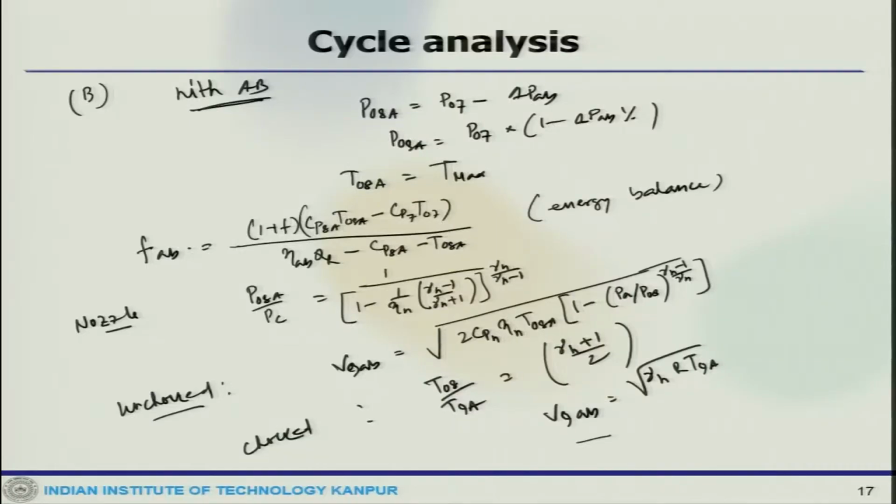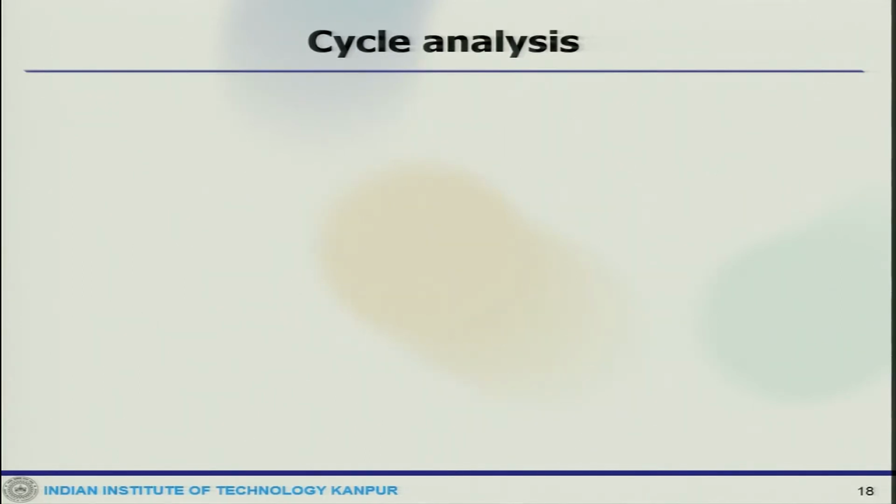Okay, so we are looking at this dual spool turbojet engine, and we have looked at the afterburner calculations, and now look at the performance parameters. This is where we have just stopped. We just checked both scenarios, with or without afterburner. So now we will look at some of the performance parameters for the dual spool engine.